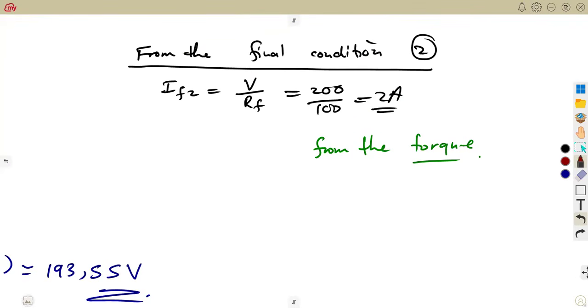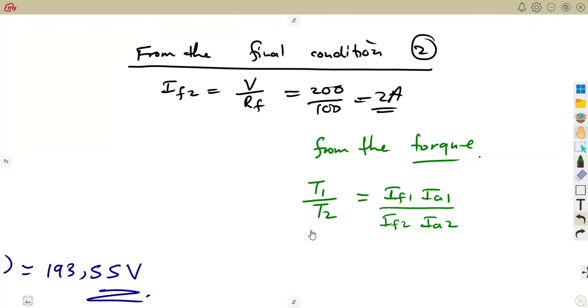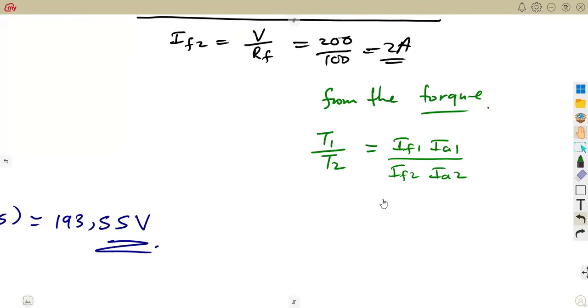And from that torque equation, this is what we had. Remember, T1 over T2. There are so many formulas that you can use there. But you have to consider where the field current is and where also the armature current is. So the formula is going to be: field current 1, armature current 1, field current 2, armature current 2. So I want you to take those formulas that I listed before. You'll see that we wrote this formula.